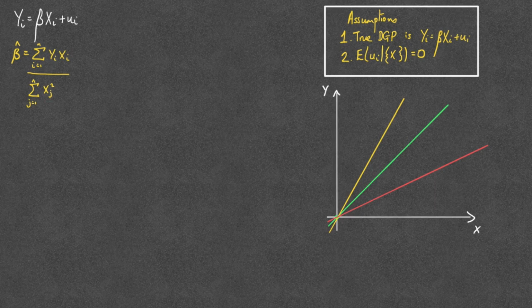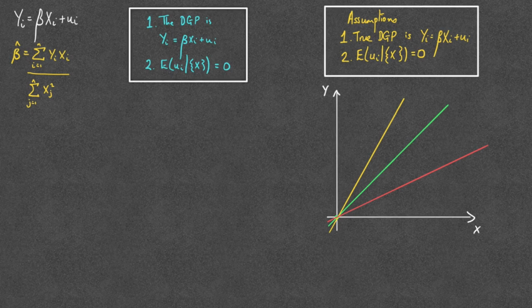The first assumption is that the data generating process is the relationship that we're estimating. So the data generating process is yi is equal to beta xi plus ui. So in other words, each observation of y is just equal to some constant beta times the observation of x plus some random error term. And the second assumption relates to that error term, that the expected value of the ui conditional on any set of observations of x is equal to 0.